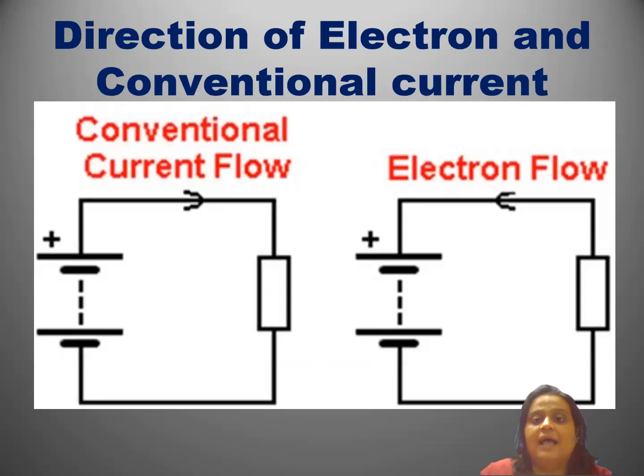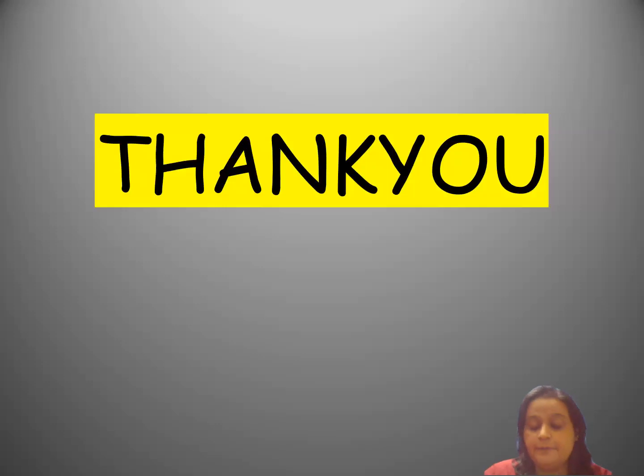Now the direction. We know that electrons are negative charges, so they will move from the negative to the positive terminal. But if we want to find the direction of conventional current, it will be opposite to the direction of electron flow. Electron flow is from negative to positive terminal, as you can see with the help of this arrow direction. The direction of conventional current flow is opposite to the direction of electron flow, so it will move from positive to negative terminal.